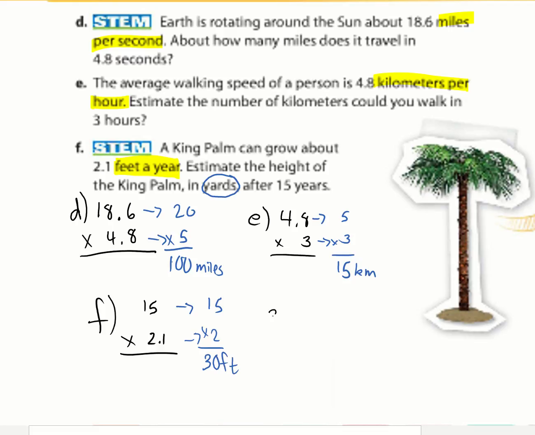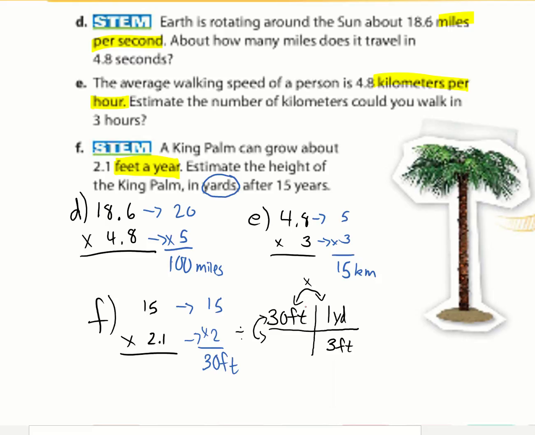So I know I have 30 feet, and what I'm going to do is I'm going to create a ratio. So we should know how many feet equal 1 yard. So we have 1 yard equals 3 feet. And what this does is anything next to each other, we multiply, and anything that is under each other, we divide.